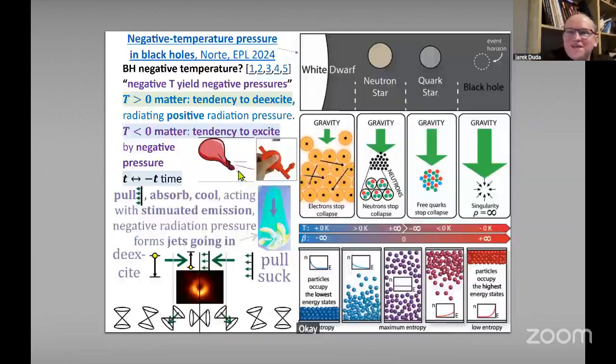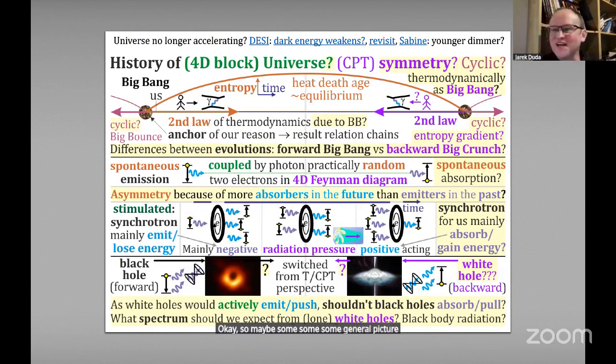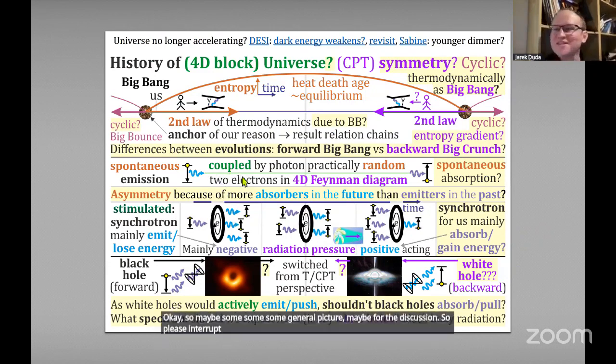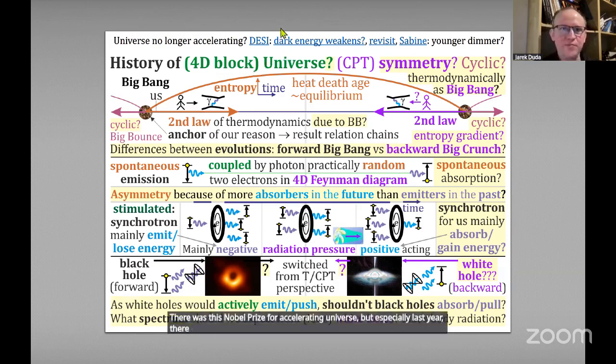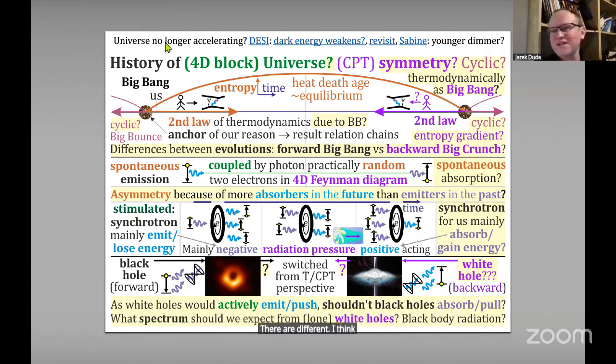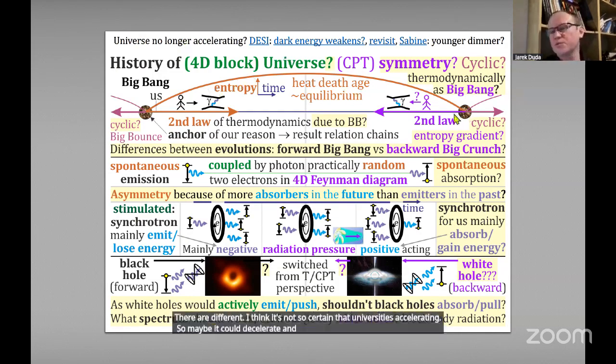Okay, so maybe some general picture, maybe for the discussion. Please interrupt me, so we can discuss any time. Let's think about the history of the universe from this perspective. There was this Nobel Prize for the accelerating universe, but especially last year there were a few counterarguments, both from DESI, that dark energy weakens, but also a revisit suggesting that younger galaxies are dimmer. So I think it's not so certain that the universe is accelerating. Maybe it could decelerate and finally collapse.